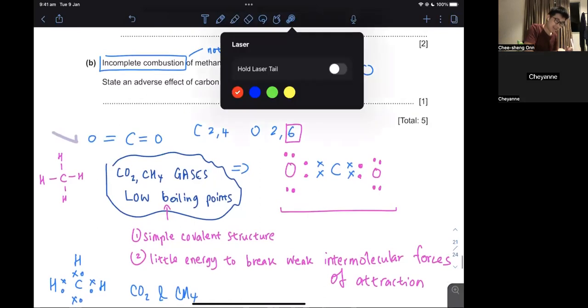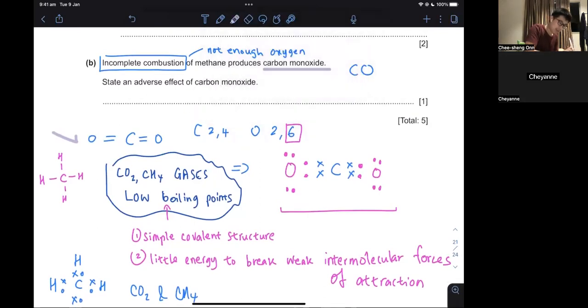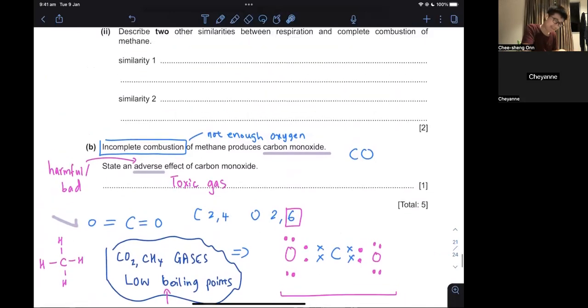Now, let me ask you, what is the effect? So adverse is an English word. It means a harmful, a bad effect of carbon monoxide. So how is that very bad for you, Chayen? It is poison. It is a toxic gas. It is a poisonous gas. It doesn't just release it. It is itself a toxic or poisonous gas already, yeah?